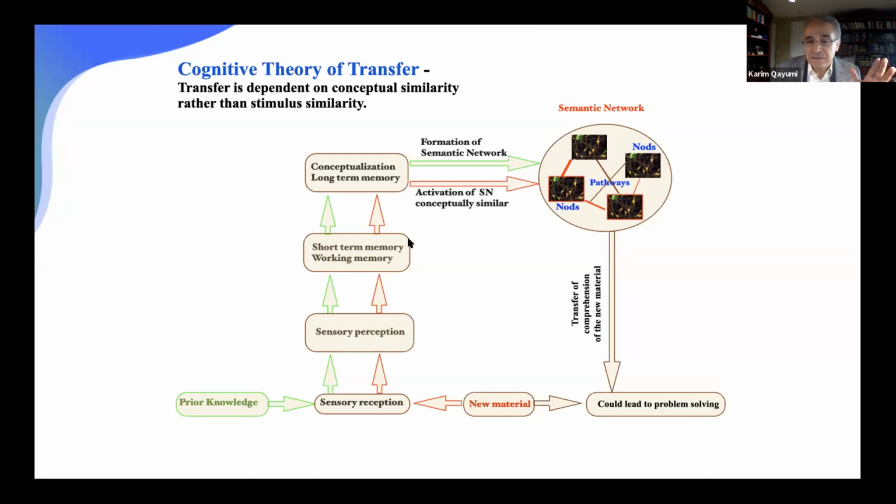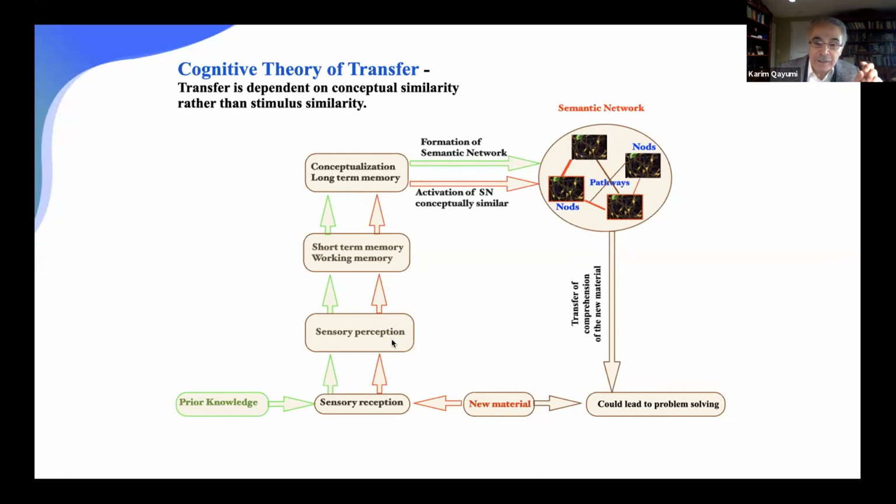What it means, in very simple words, this is a very complicated diagram, but I can simplify it for you. If you have prior knowledge and experience, it goes to your short-term memory, goes to your long-term memory, and your hippocampus somewhere saves it. And then in that long-term memory, hippocampus, you form a semantic neuron network, which consists of some cells and pathways between the cells.